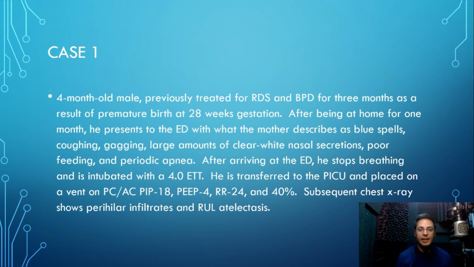After arriving at the ED, he stops breathing and is intubated with a 4.0 ET tube. He's transferred to the PICU and placed on a vent on PC-AC with a PIP of 18, PEEP of 4, respiratory rate of 24, and FiO2 of 40%. Subsequent chest X-ray shows perihilar infiltrates and right upper lobe atelectasis.